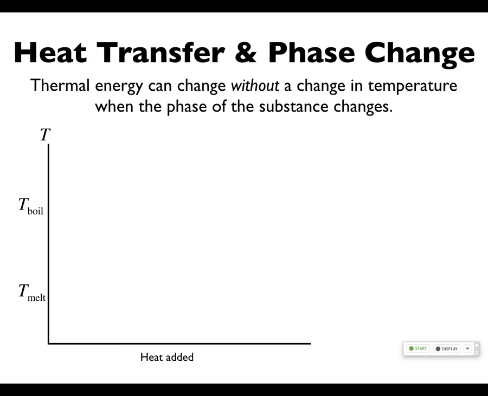So let's talk about what happens with heat transfer. Let's say we have a temperature versus heat graph. Let's start with something simple. Let's start with water, solid water. As we add heat to the water, what happens to the temperature of the water? It rises. And what should the slope of this have to do with?